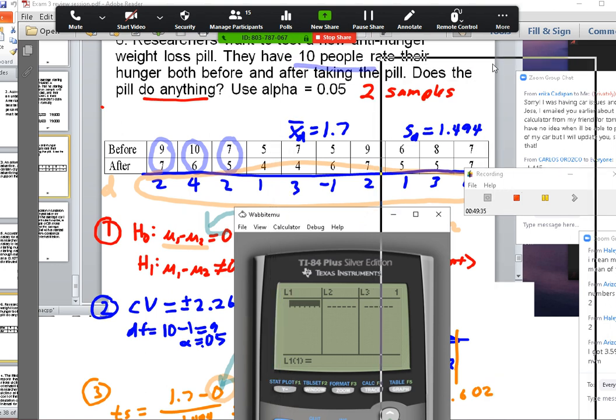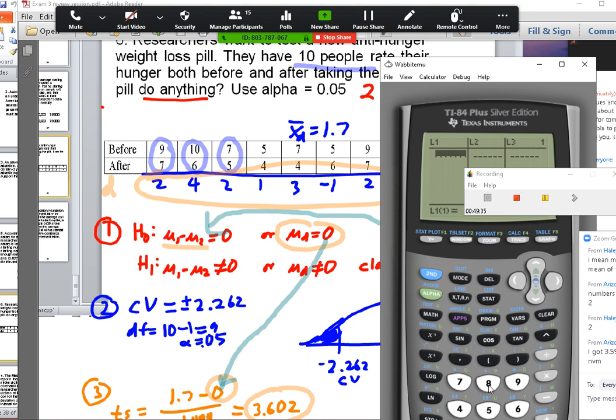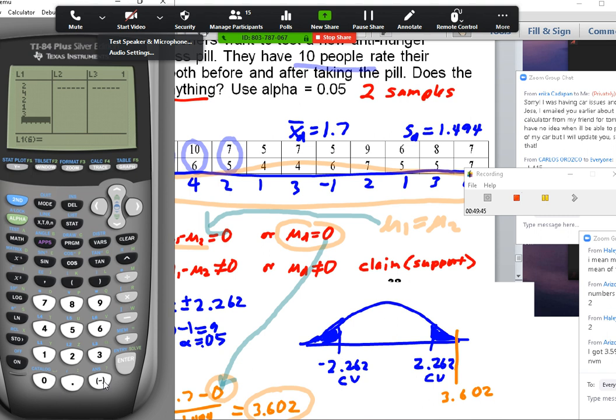All right, so we got 2, 4, 2, 1, 3, negative 1. Don't forget the negative sign down here is how you get a negative number. Negative 1, 2, 1, 3, 0. Then double check and make sure you have them all correct. So 0, 1, 3, 2, negative 1, 3, and 2, 4, 2, 1.